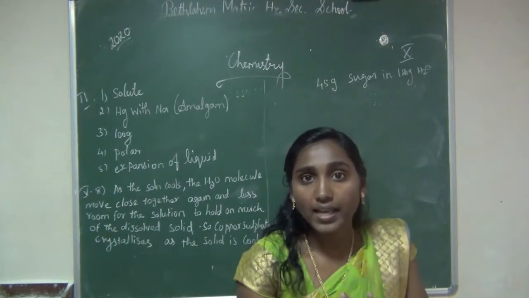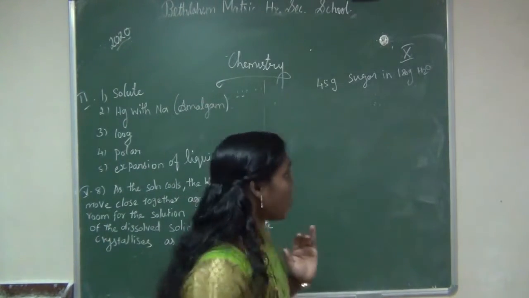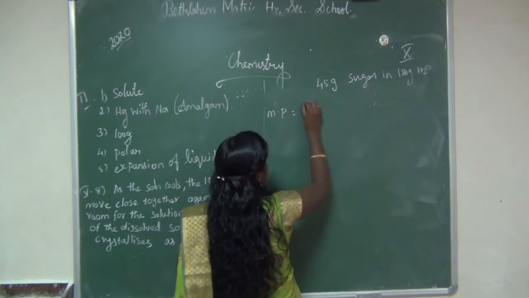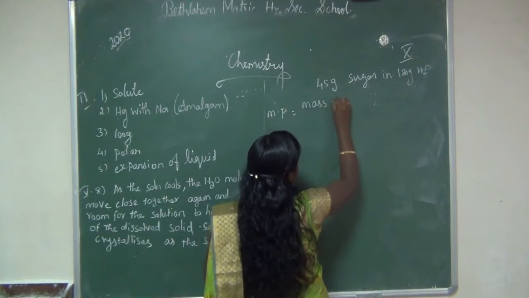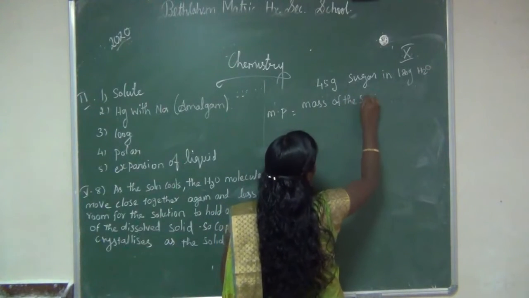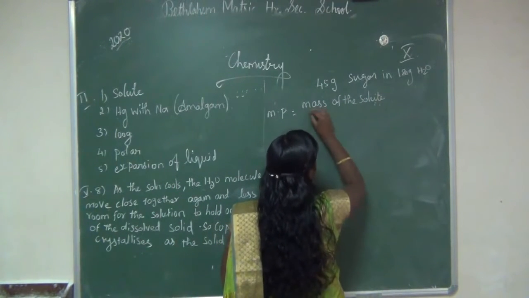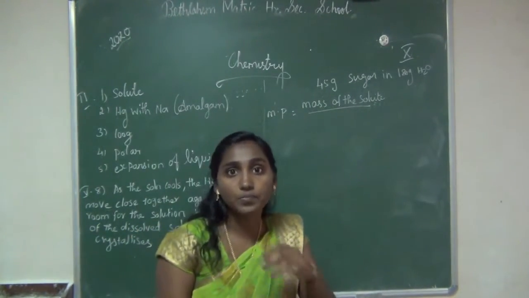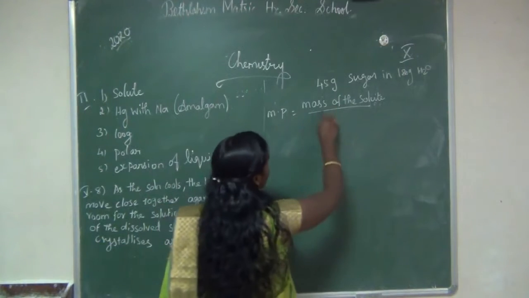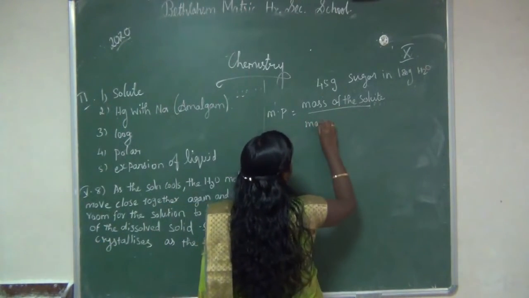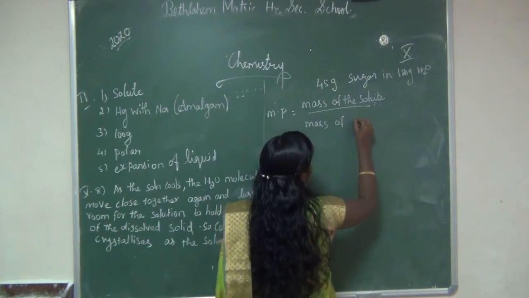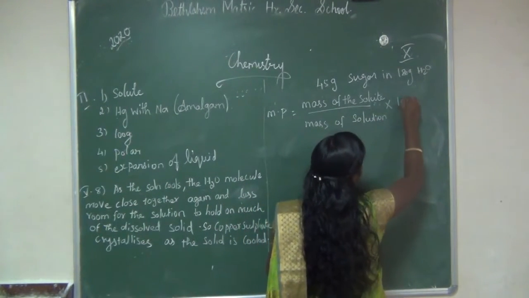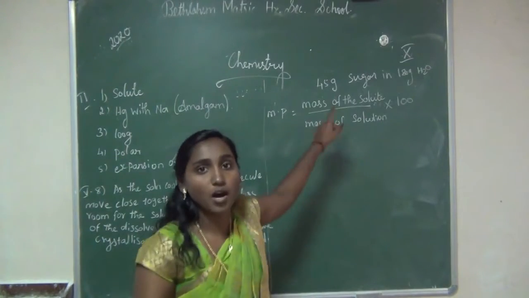So first you should write the formula. What is the formula for mass percentage? Mass percentage is equal to mass of the solute divided by mass of the solution, into 100. Okay, this is the formula for mass percentage.